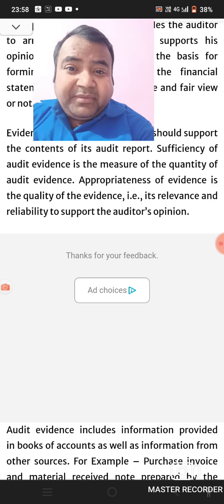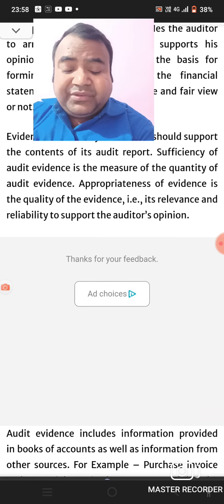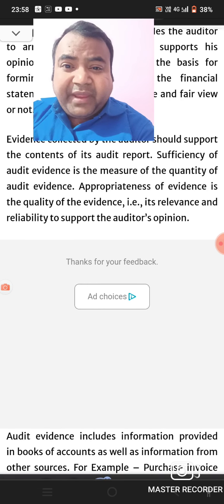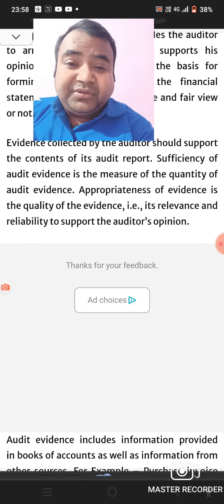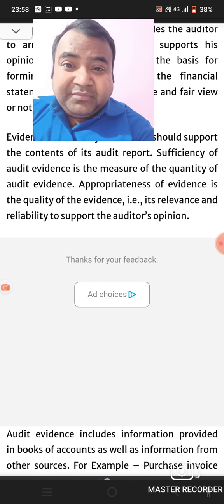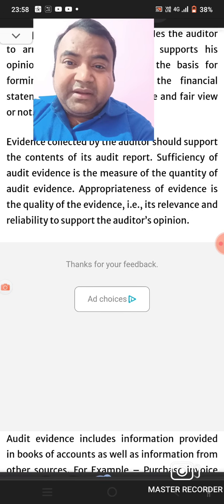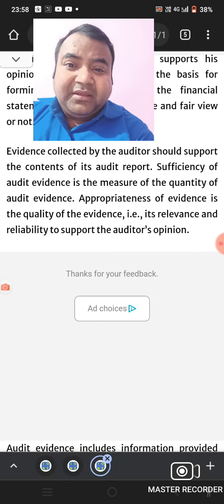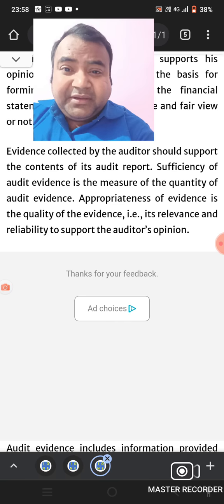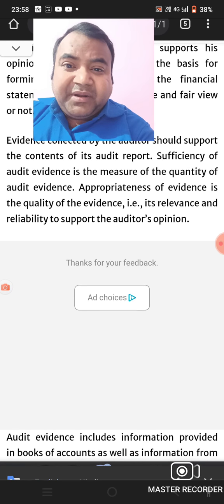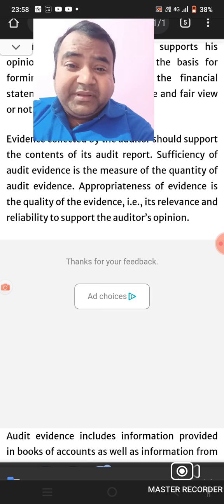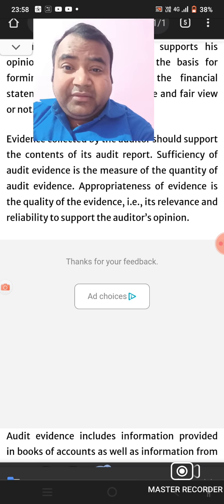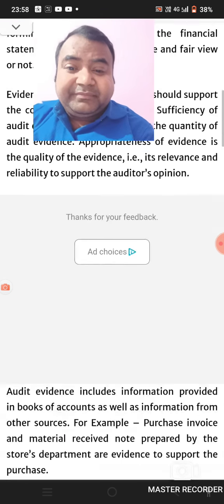So reliability depends on the sources from which these particular facts or information have been collected. If it is collected from external sources, then it is more reliable than if collected from the internal source itself. And if it is from a third party, then it is more reliable. If a third party is giving such facts or information, it is more reliable, and we can easily judge the quality of the particular evidence.